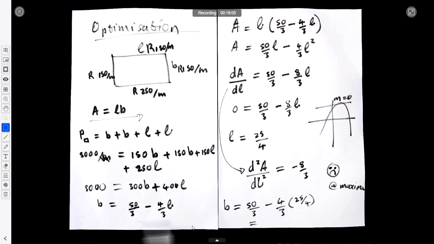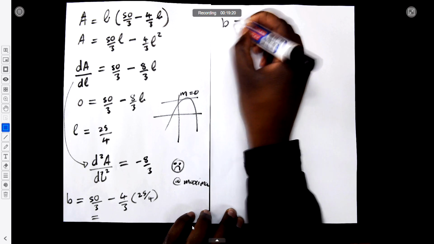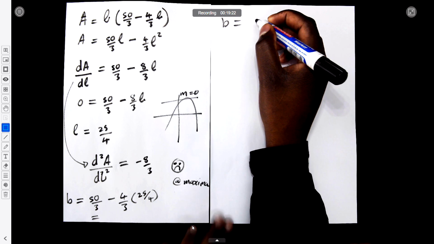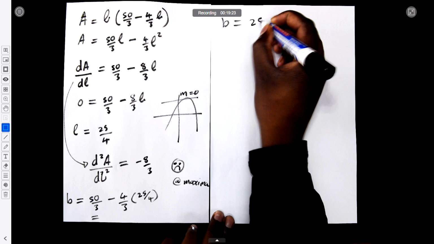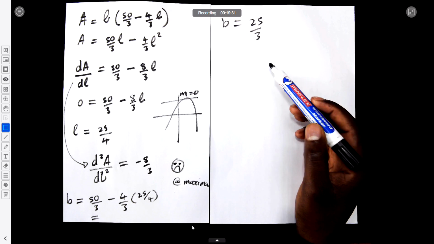We're finding breadth. So quickly there, I just want to conclude the area. So B is equals to 25 over 3. So therefore we know that our breadth is going to be 25 over 3.